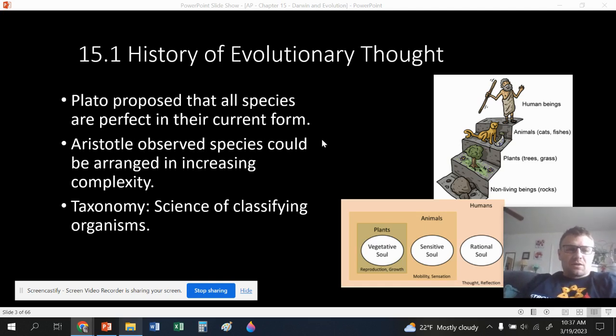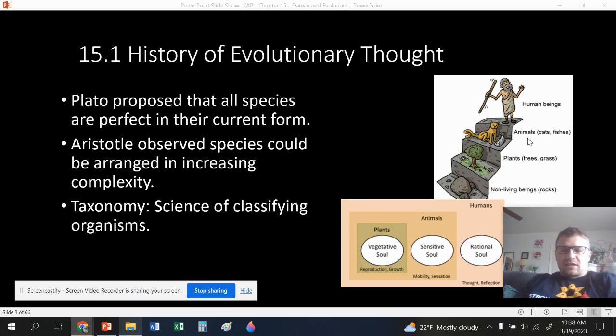So Plato, this is again thousands of years ago, proposed that all species are perfect in their current form, which means they're unchanging, and people thought this for a long period of time. Aristotle observed species that could be arranged in increasing complexity. You can see how he arranged them: plants, animals, humans, seeing that there were obviously differences. They are categorizing the species they see in a certain way. You can see here the classification system: non-living, then plants, animals, and human beings at the top.